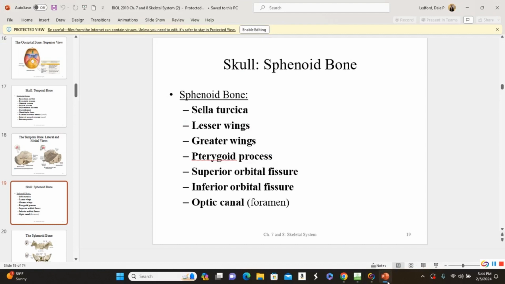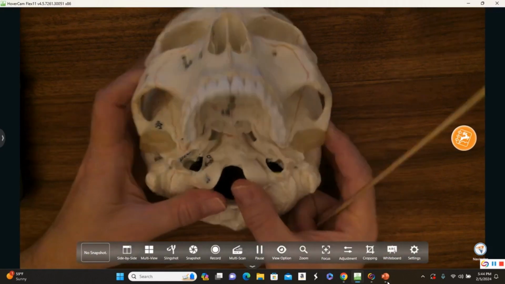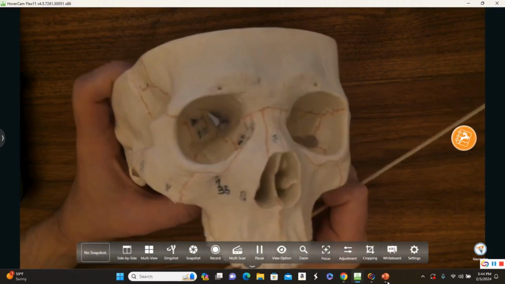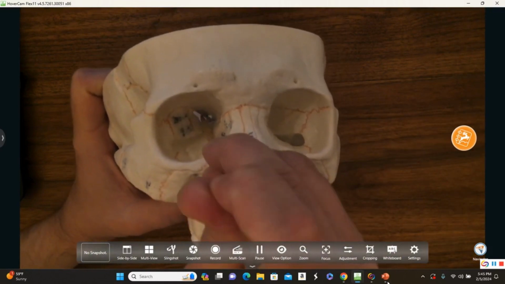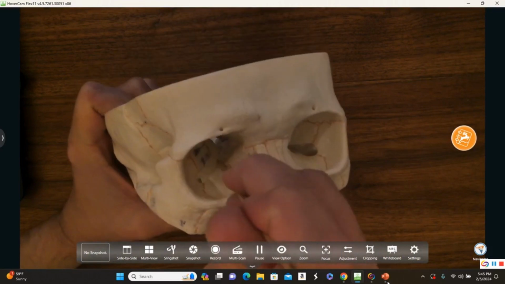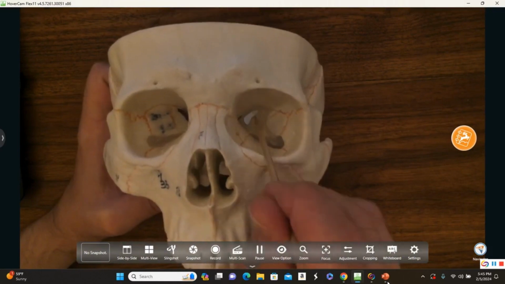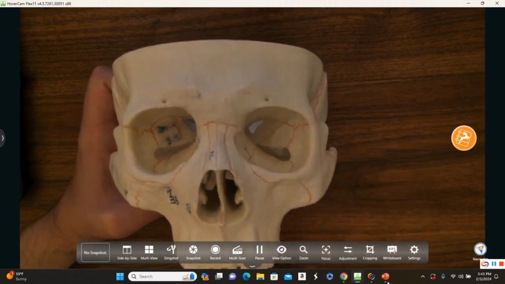The superior and inferior orbital fissure. To find those, orbital references the eye orbit or eye socket. So look in the eye socket. Let's look directly in there. Let's look at the top right here and find the superior orbital fissure here and the inferior orbital fissure here. Superior orbital fissure here, inferior orbital fissure there.